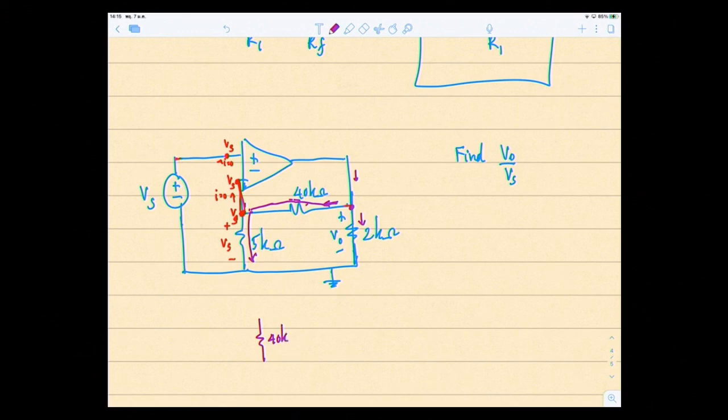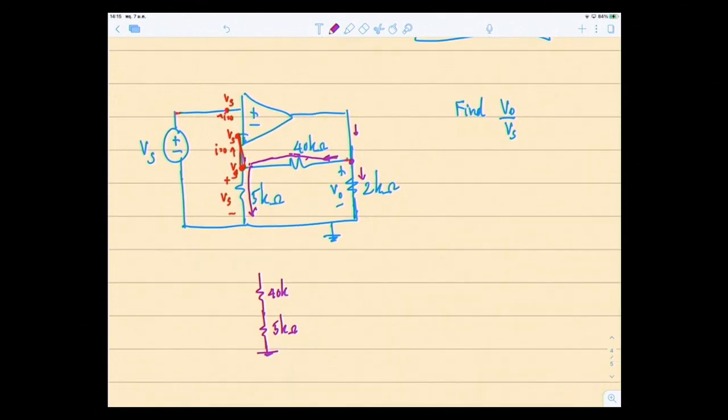It means that 40k and 5k are connected in series, correct? And this is ground, right? If this is point A, and the voltage drop across the 5k ohm is also equal to Vs right here, well, point A is also across the 2k ohm, and this is connected to ground. So point A and the 2k ohms connected to ground are the same point.